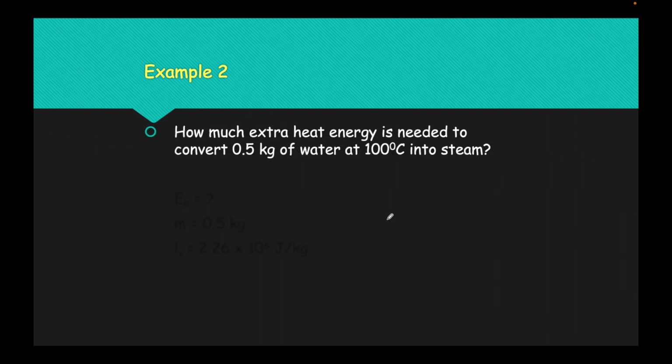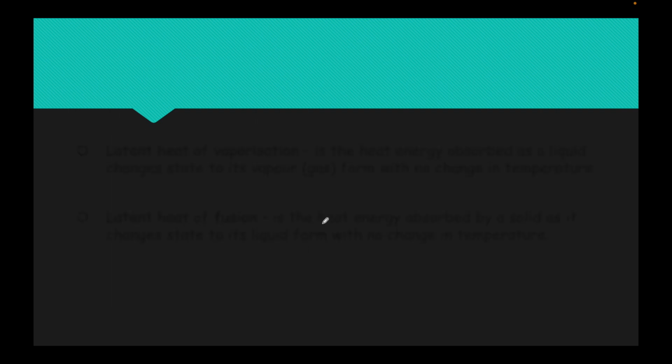Okay, another example will be the same thing. How much extra heat is needed to convert water into steam? So you have now got to find the new energy. So you have a different latent heat of vaporization. You can see that it is a bigger number. You plug the numbers in and you will get a nice huge number.